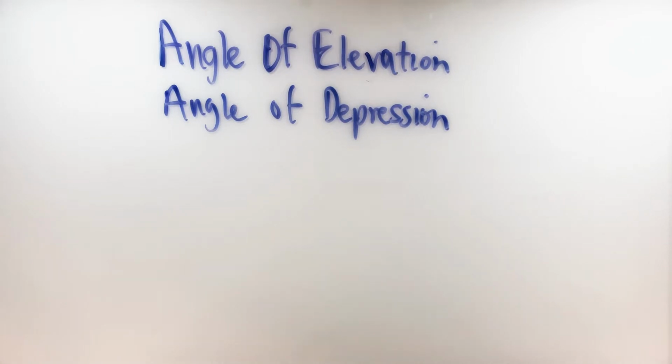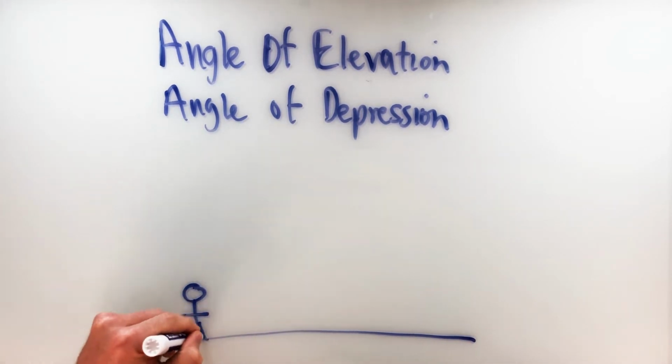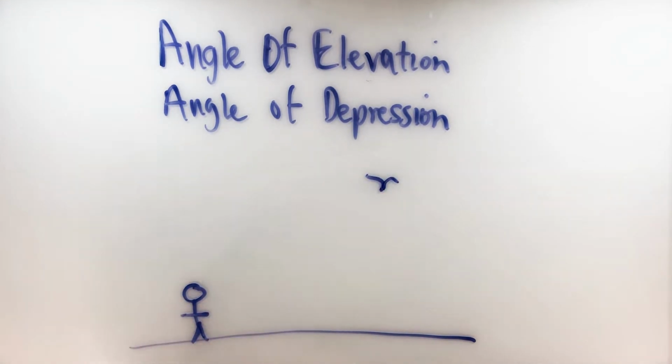You're going to see these terms quite a bit in these types of problems, and they're best defined with the help of a little diagram. So I'm going to draw a little picture starting with the ground and a person on the ground looking up at a bird in the sky. Okay, so the line of sight from the person to the bird looks something like this.